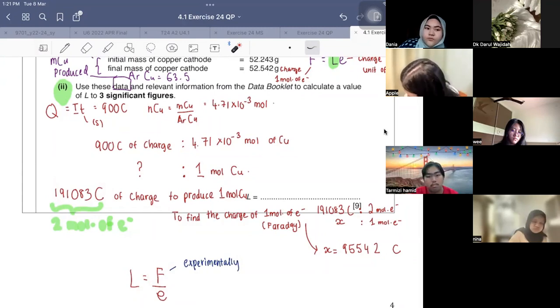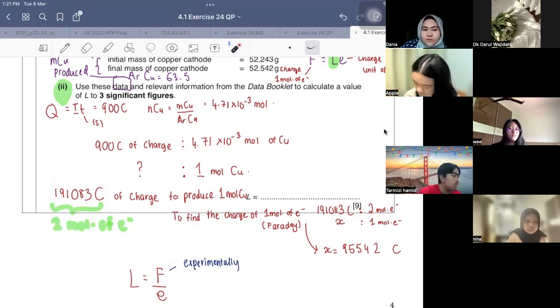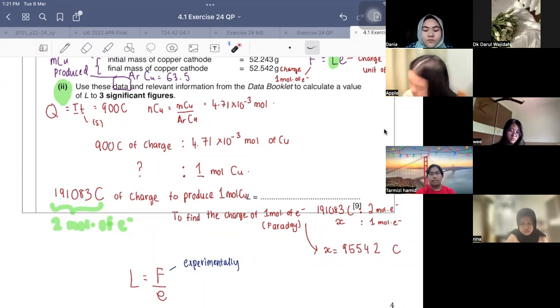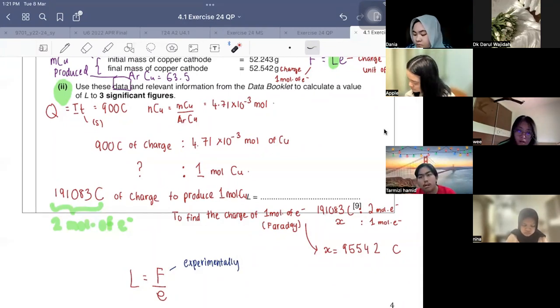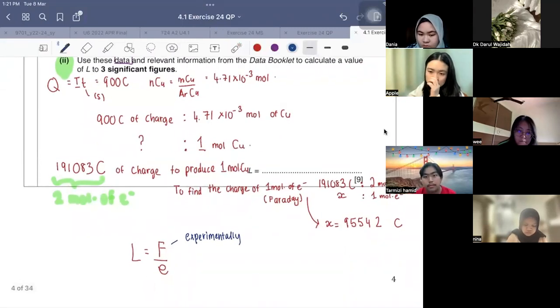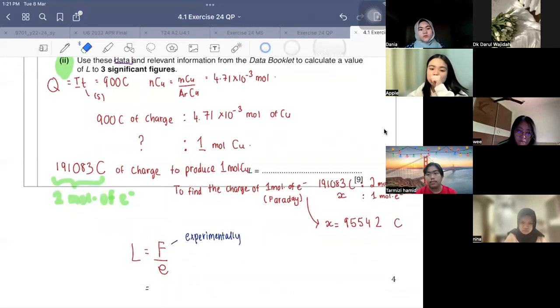And also it should give you a warning if the value of F is not anywhere near 96,500, which is the constant value of F. That means there's something wrong with your calculation. So it has to be close to 96,500. And your final answer would have to be close to 6 times 10 to the power of 23.